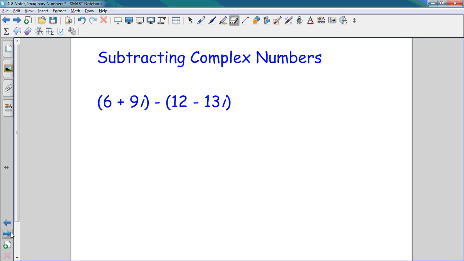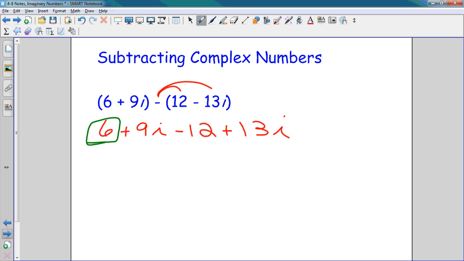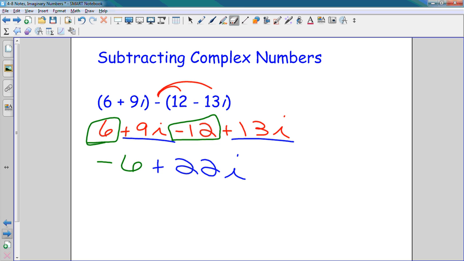Now, subtracting. When you subtract numbers like this, what do you have to do first before you combine like terms? Distribute the negative. So I'm going to have 6 plus 9i minus 12 plus 13i. Then combine your like terms. So I have 6 minus 12, and I have 9i and 13i. Is it in correct complex number form? Do I have the real number first, complex number second?